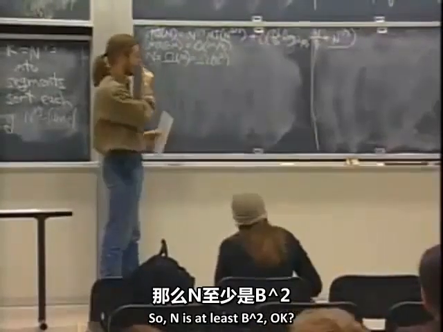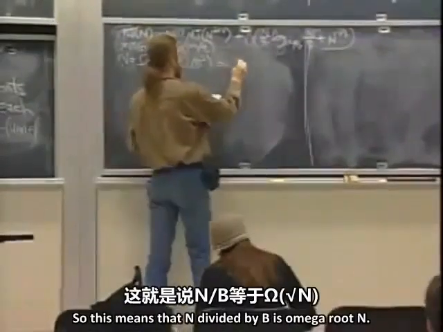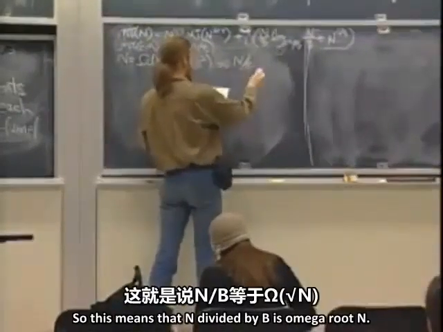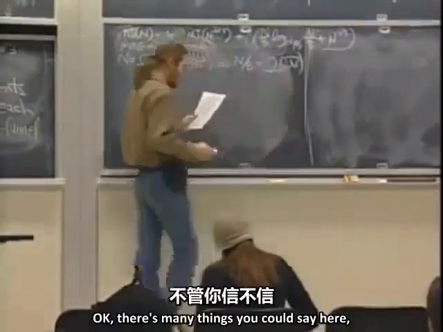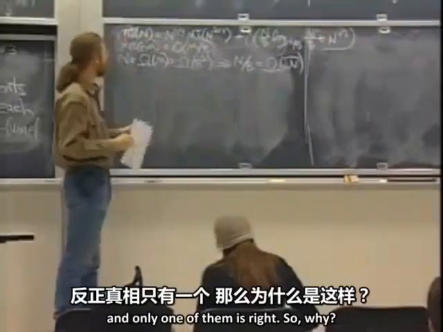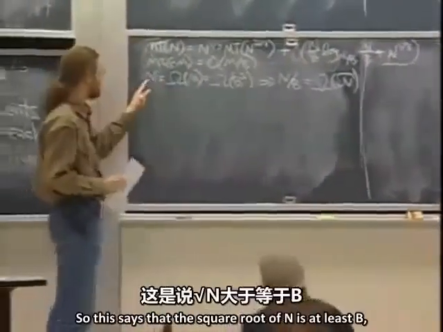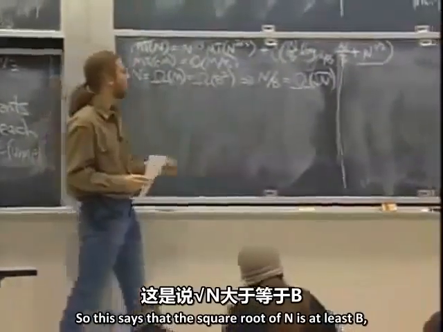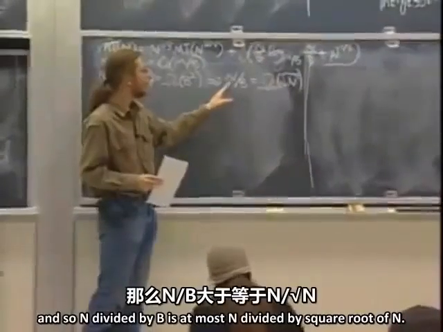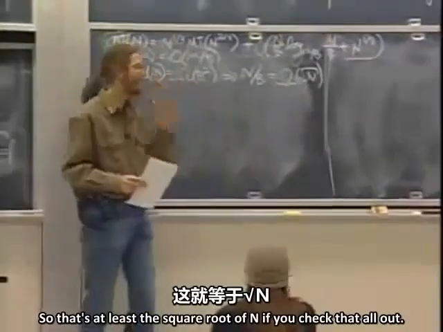And then I always have trouble with these. So this means that n divided by b is omega root n. There's many things you could say here, and only one of them is right. Why? Because this says that square root of n is at least b, and so n divided by b is at least n divided by square root of n, so that's at least square root of n. If you check that all out.